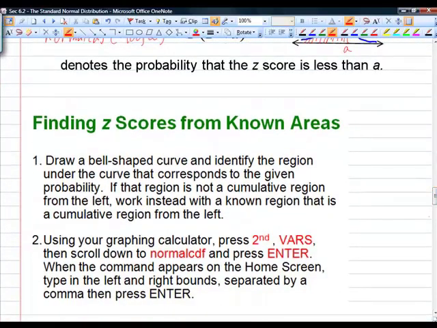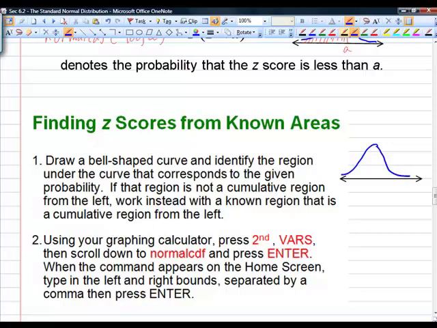Well, here's the steps we're going to follow if we know the probability and we want to find the z-score. The first thing you're going to do, always, always, always, is draw your picture. Draw a bell curve and then identify the region under the curve that corresponds to the given probability. If the region is not a cumulative region from the left, work instead with a known region that is a cumulative region from the left.